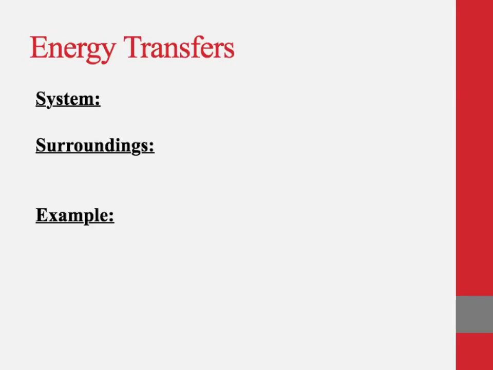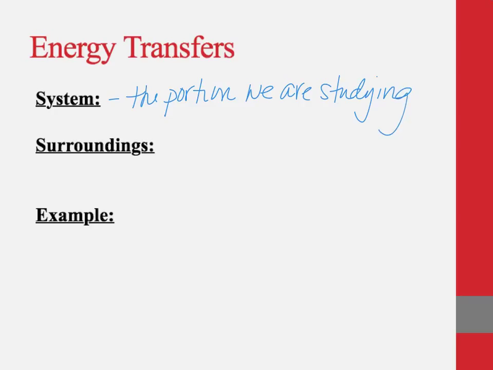So when we talk about energy transfers and changes, we have to know some more terminology, and that is system and surroundings, because that's going to determine what's happening every single time. When we talk about the system, we're talking about the portion we're studying. And then the surroundings is everything else. And I know that sounds like weird definitions, but it'll make sense in a minute.